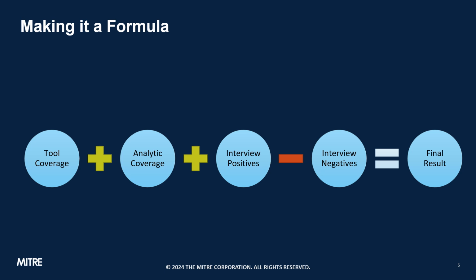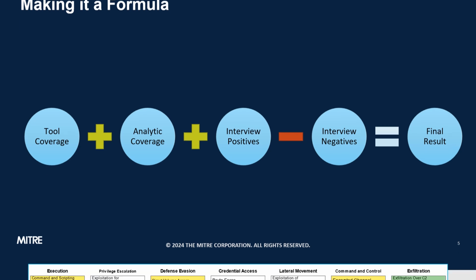And this process is useful, but we can also make it into a formula. Essentially, we'll start with the tool coverage and the analytic coverage. We'll add those together, add in the positives from the interviews, subtract out the negatives from the interviews, and use that as our final result. So, what does that look like in practice?